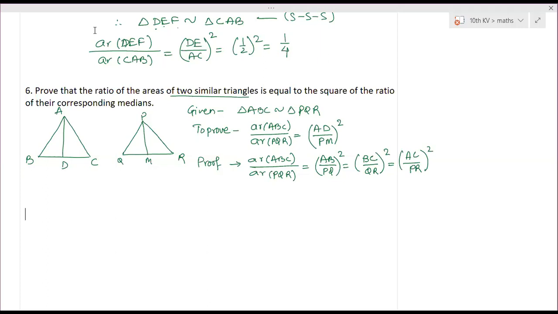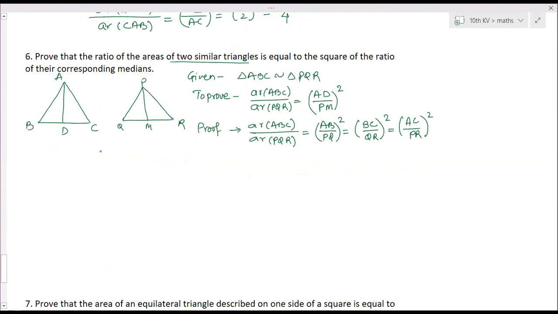Since triangle ABC is similar to triangle PQR, angle B will be equal to angle Q, and AB by PQ is equal to BC by QR is equal to AC by PR. AD and PM are medians, so we can write, medians divide the base into two equal parts. So we can write BC as 2BD and QR as 2QM. Yes, in that way we can do it. Absolutely right.